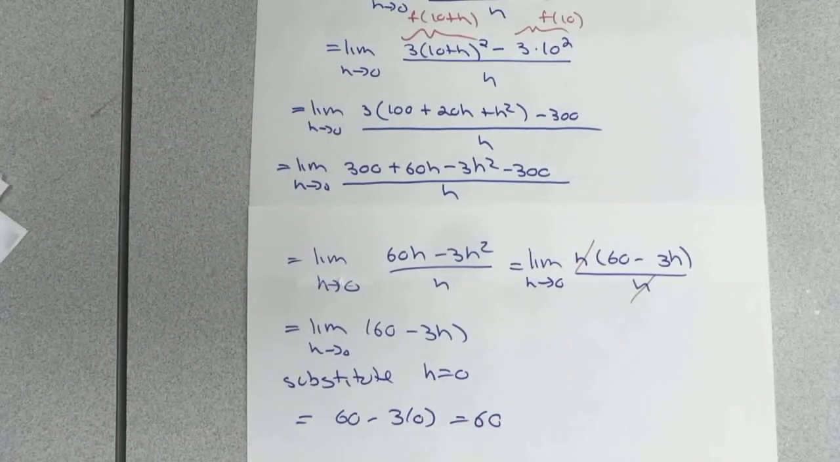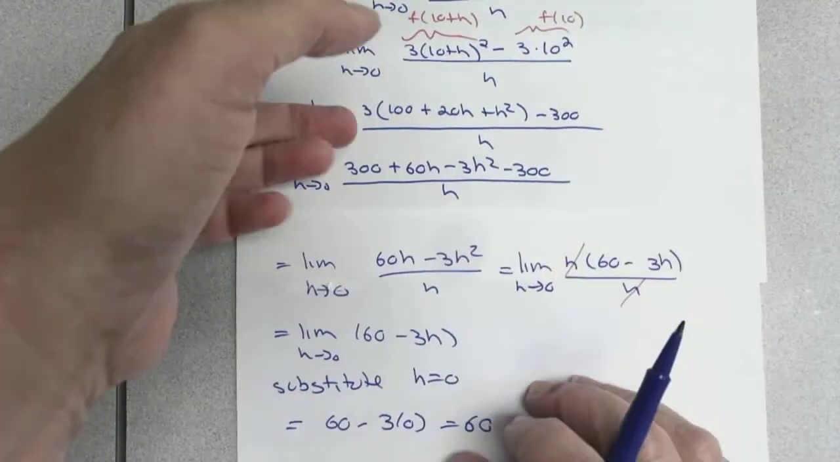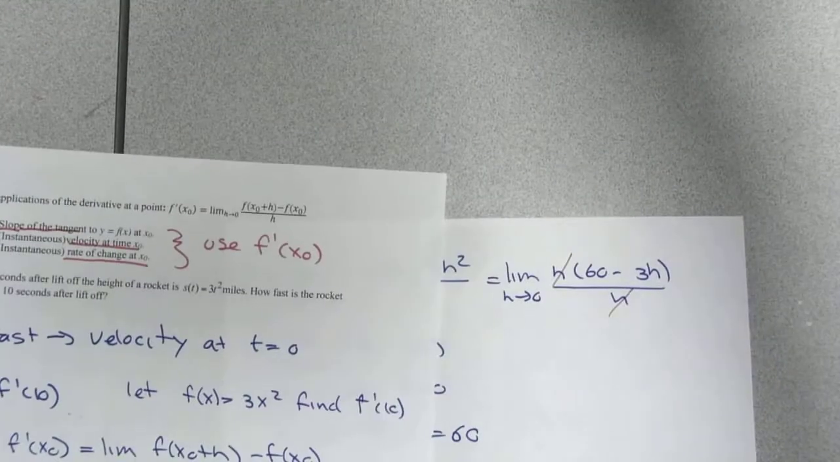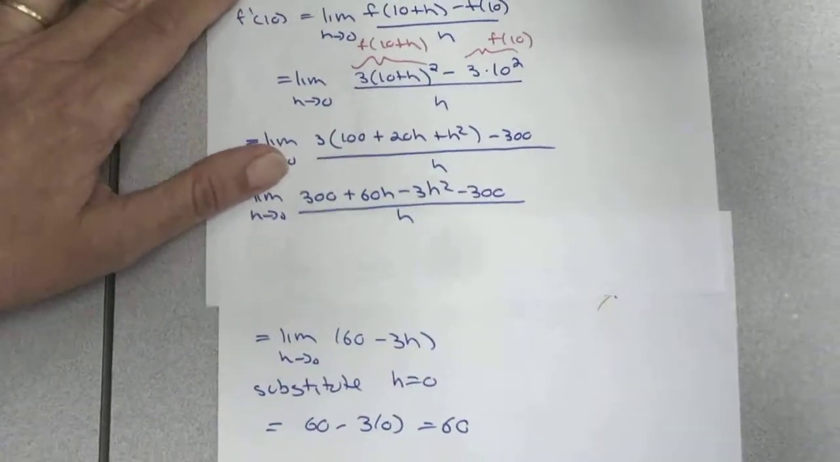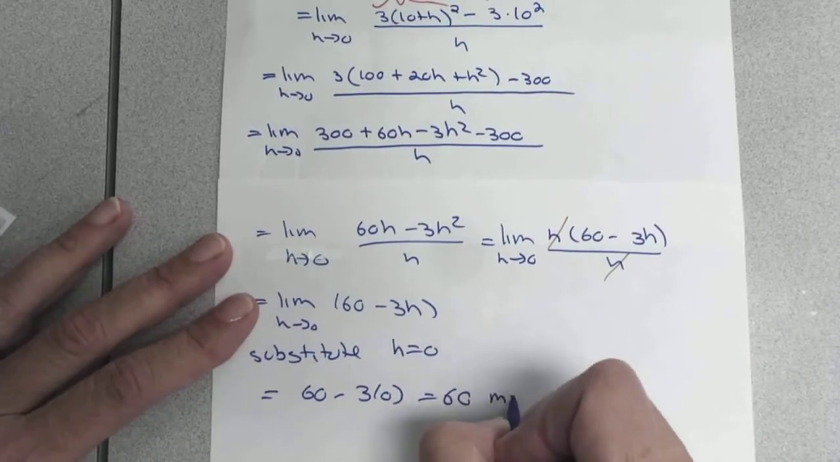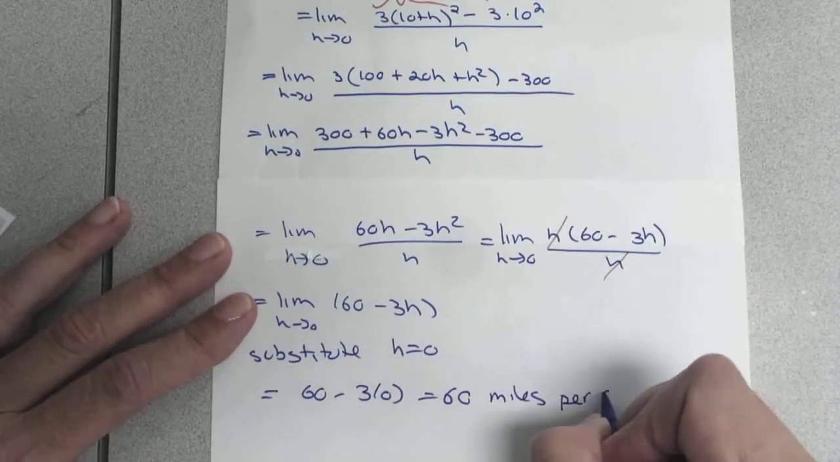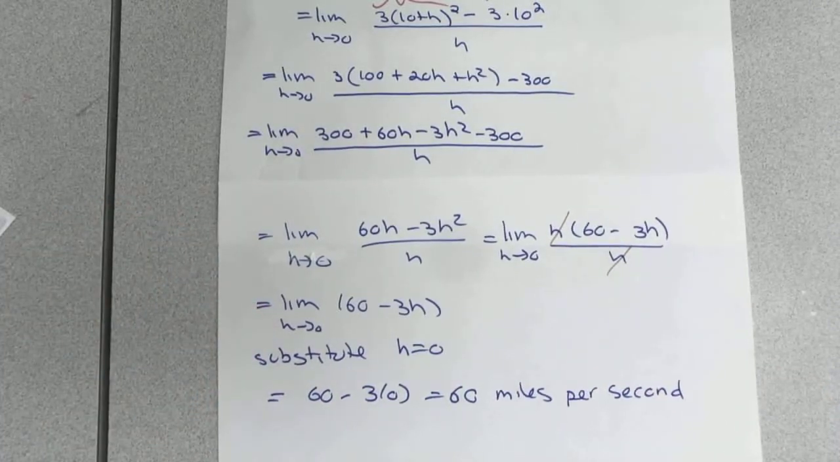Now, being a math person, I don't stress on units very much. But if we read the original problem, I believe the original problem, let me pull this out and see what it said. The original problem said miles and seconds. So this would be miles per second. And there's my velocity. And so there is another application of the derivative.